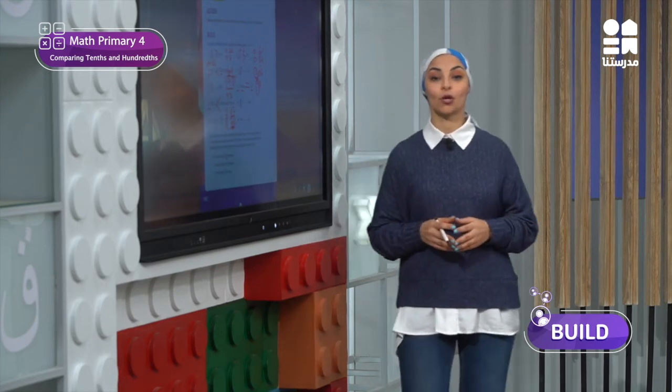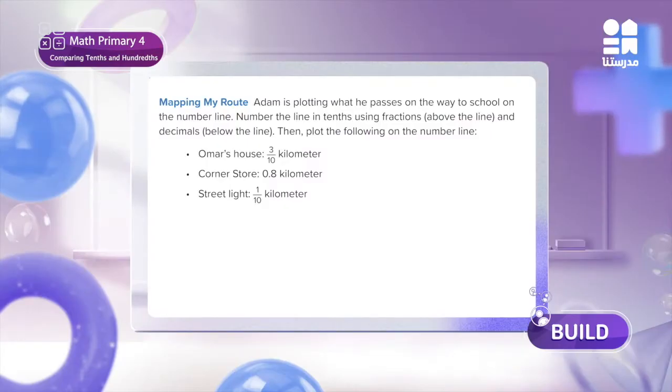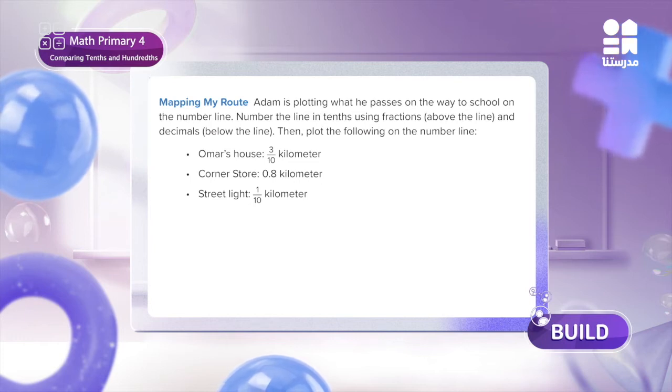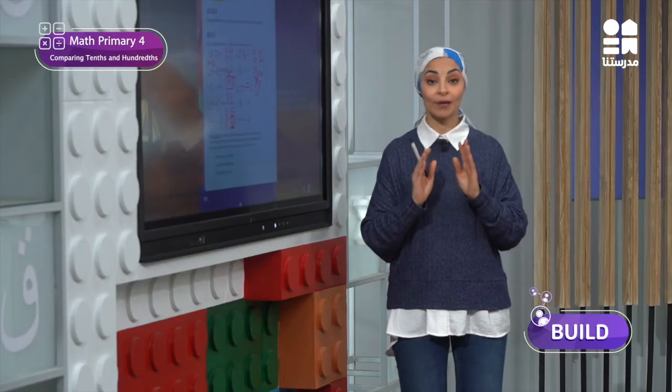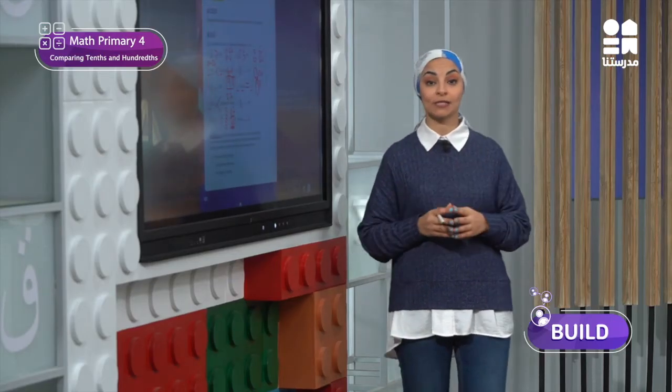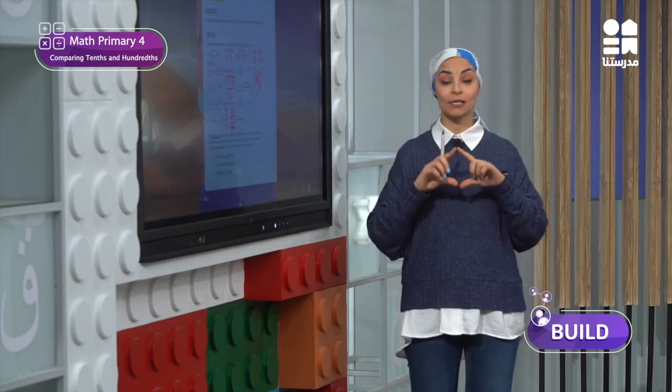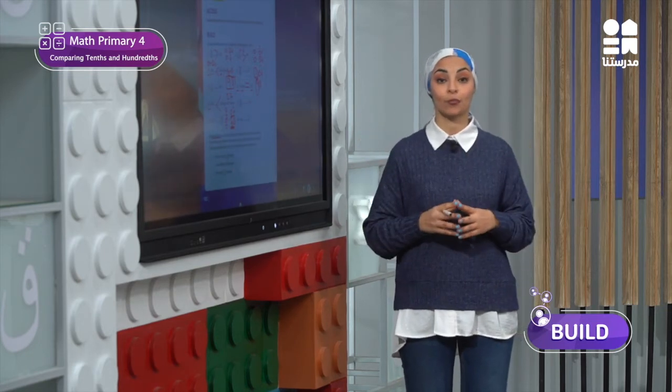Now we will get to know Adam in the activity Mapping My Route on page 102. Here is Mapping My Route. In this activity, it tells me that Adam wants to plot the things he passes on the way to his school on the number line.